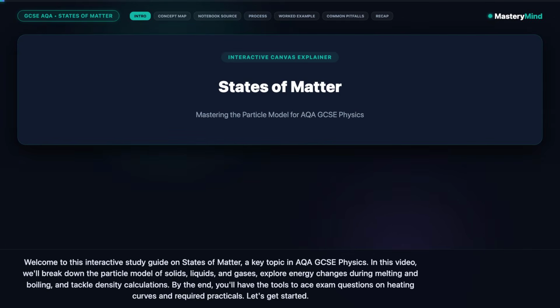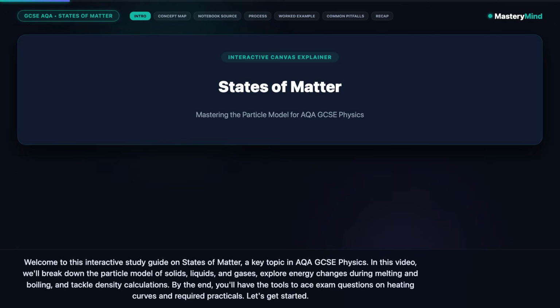Welcome to this interactive study guide on states of matter, a key topic in AQA GCSE Physics. In this video, we'll break down the particle model of solids, liquids, and gases, explore energy changes during melting and boiling, and tackle density calculations. By the end, you'll have the tools to ace exam questions on heating curves and required practicals.